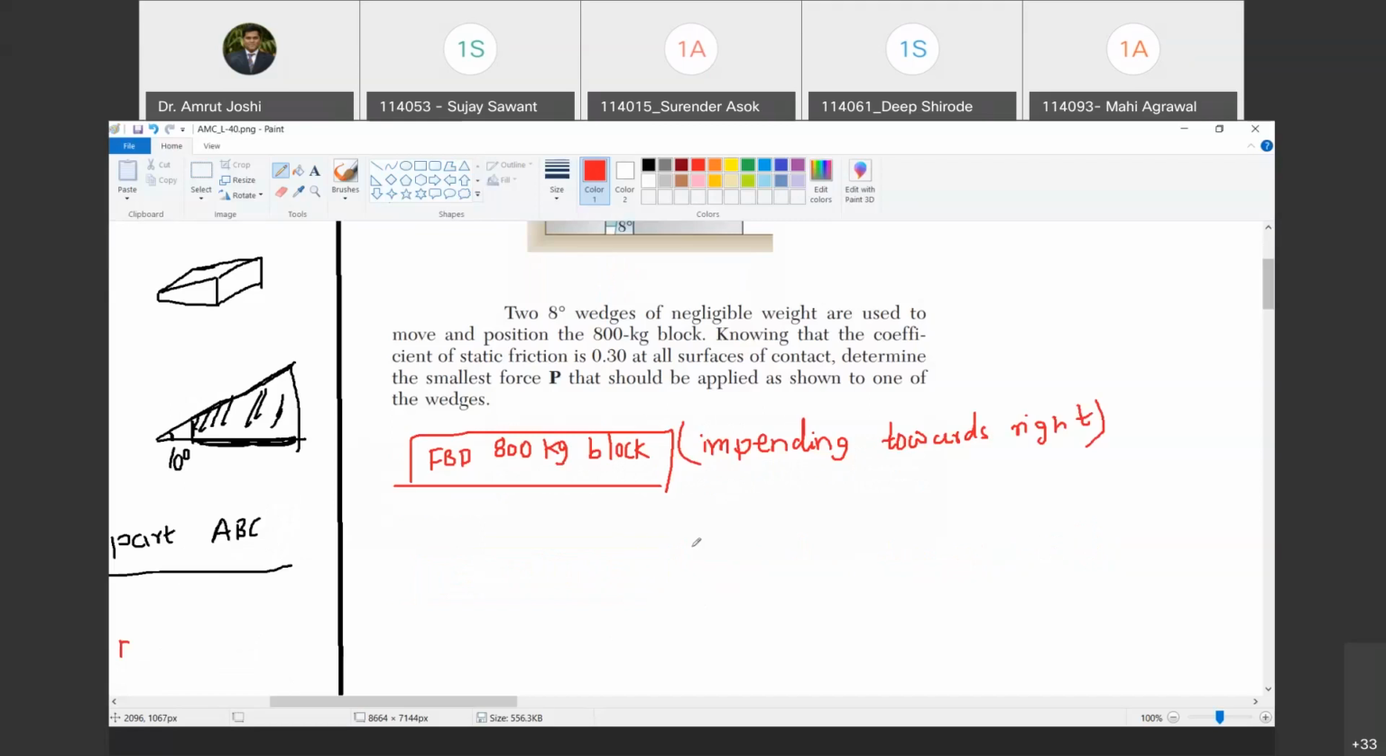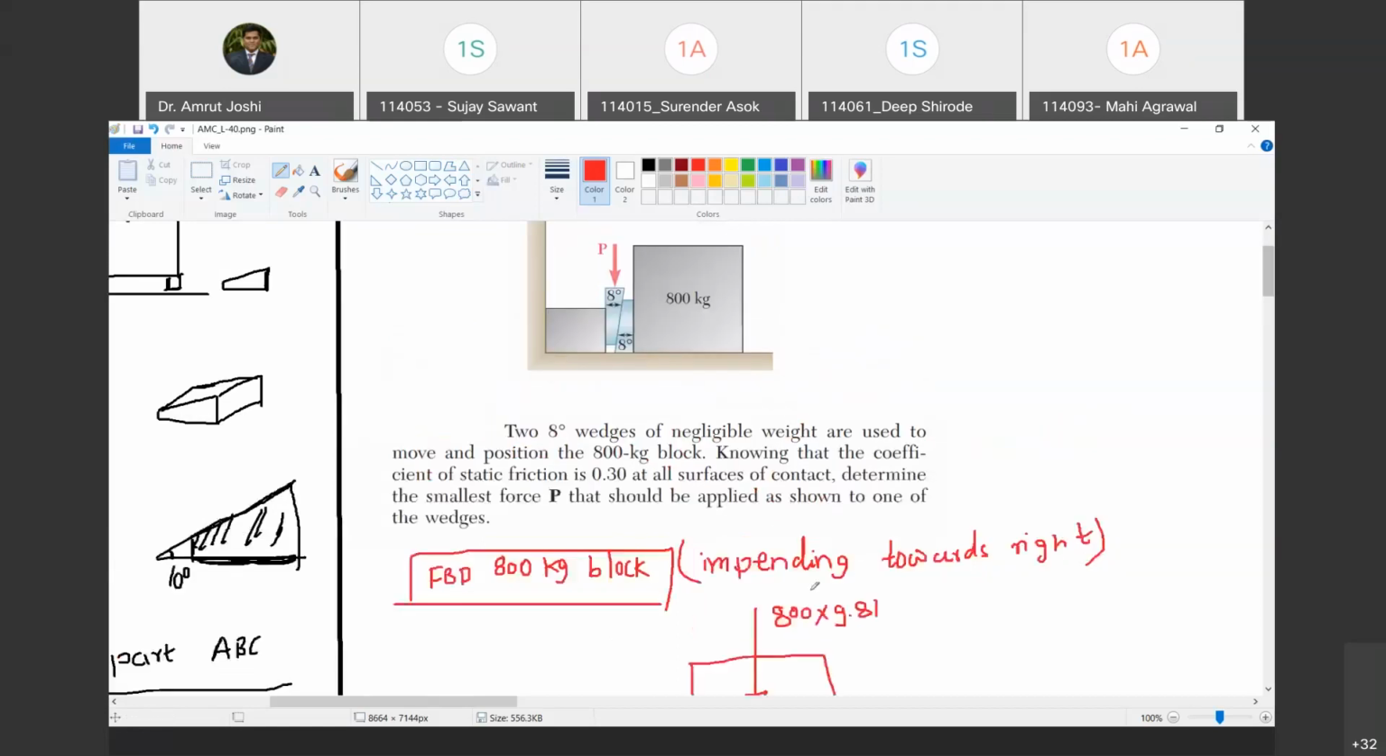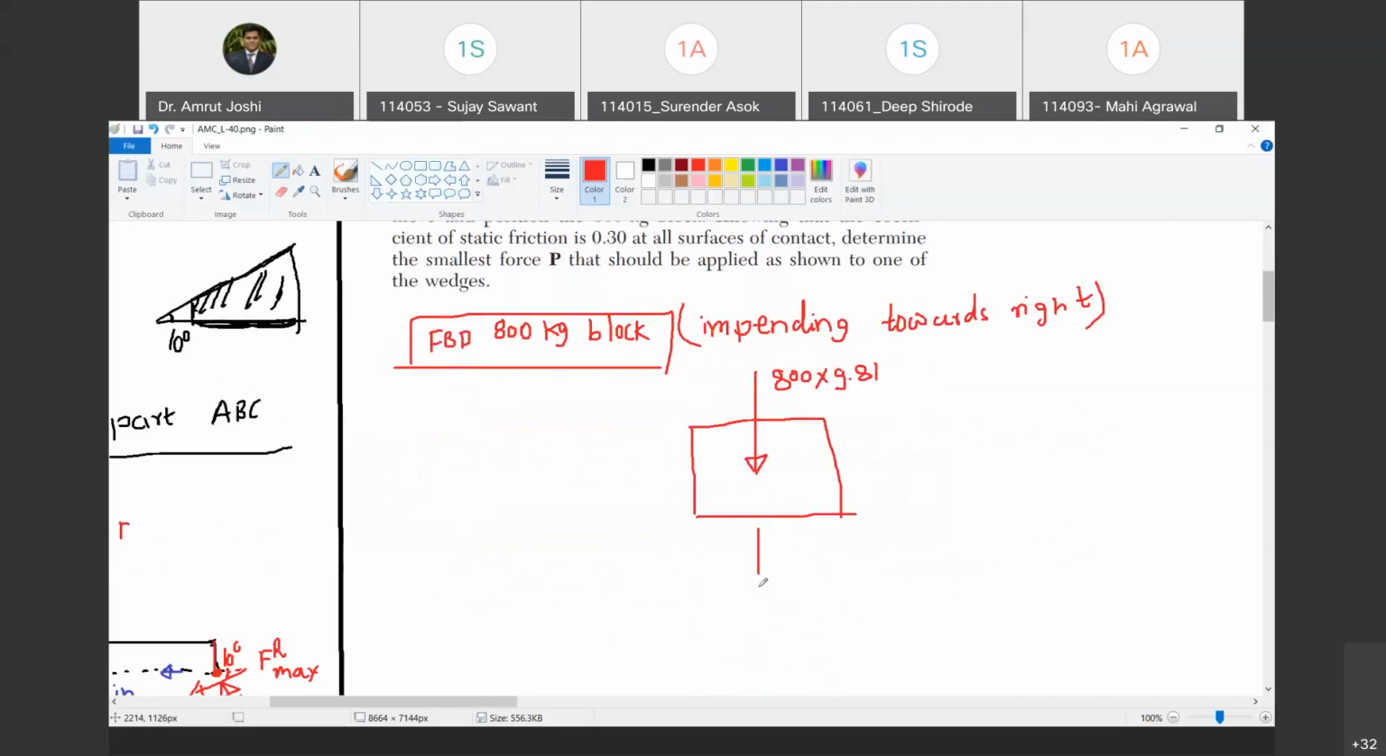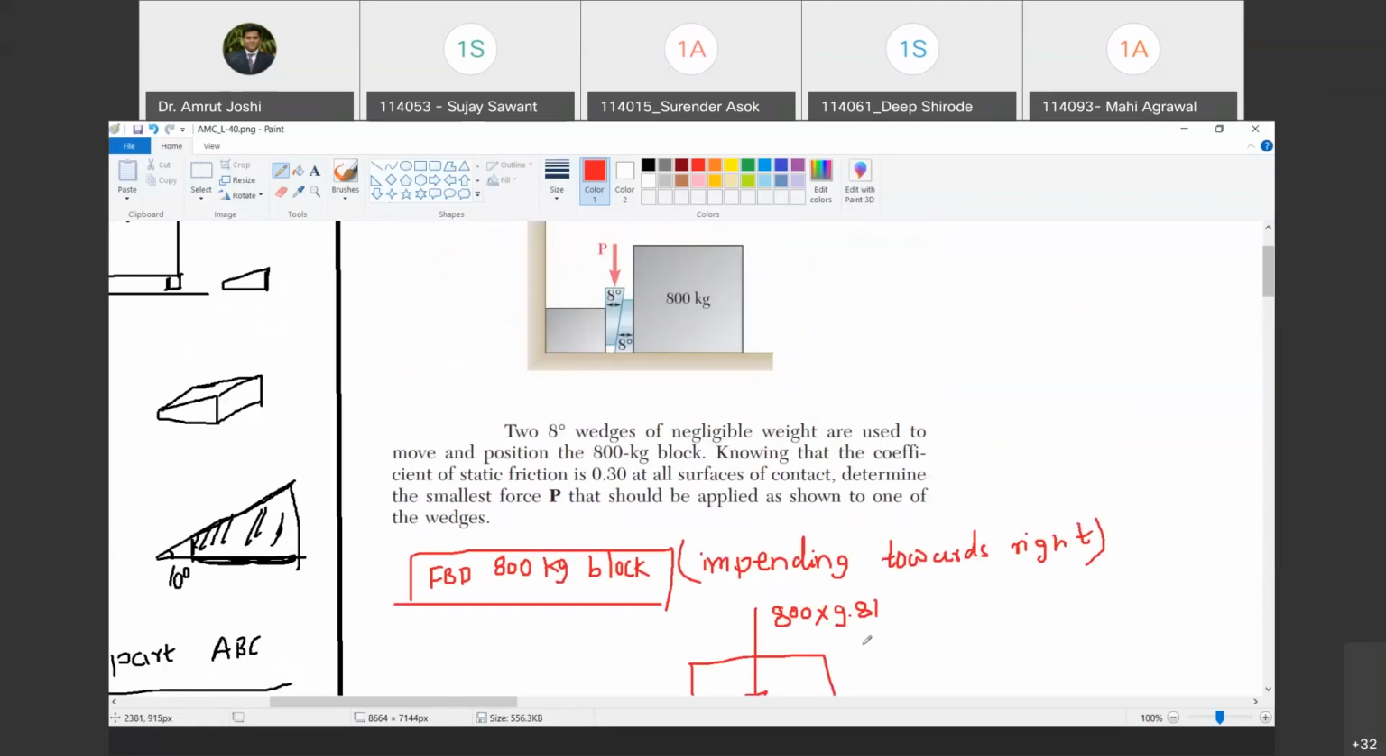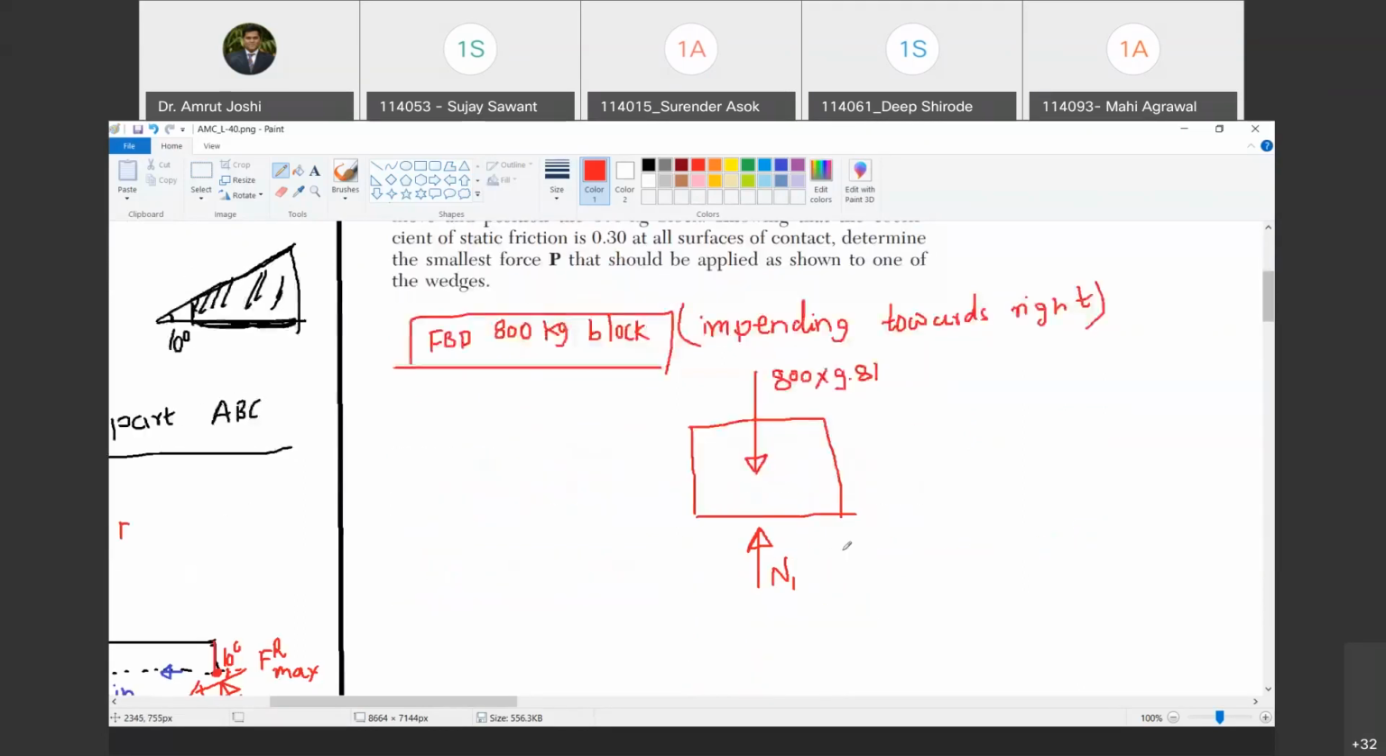And let us draw the free body diagram. So how does the free body diagram of this 800 kg block look like? You are going to free the block from all external agencies and show what the external agencies must have been doing. So you must have 800 into 9.81. Do you agree with me? Yes, sir. Then you are going to have the normal reaction offered by the floor on the block. So let me call it as N1. Happy? Yes, sir. Okay. And then I am also going to have a frictional force.